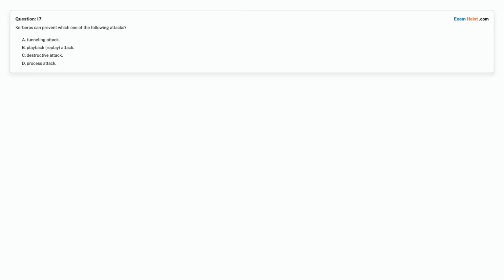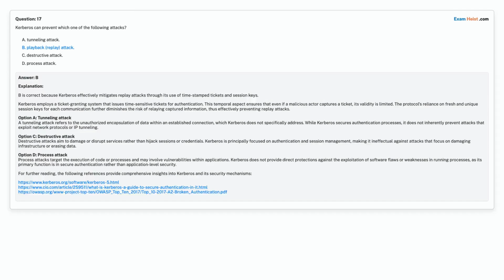Question 17. Kerberos can prevent which one of the following attacks? Option A. Tunneling attack. Option B. Playback, replay, attack. Option C. Destructive attack. Option D. Process attack. Choose the correct answer. Correct answer is option B, playback, replay, attack.